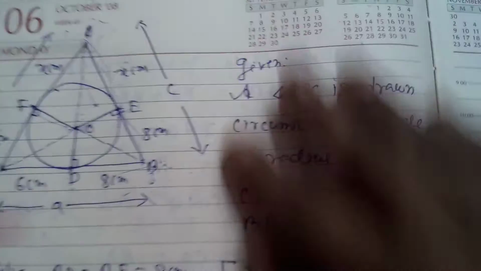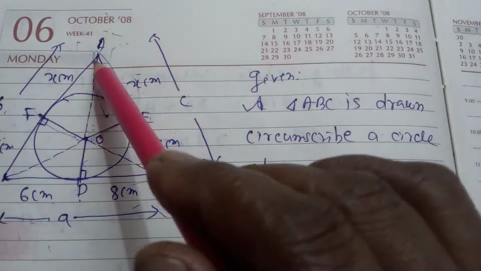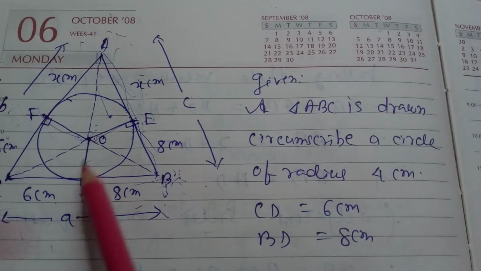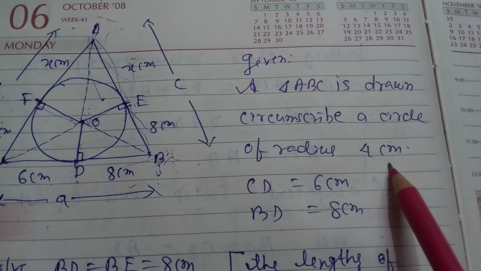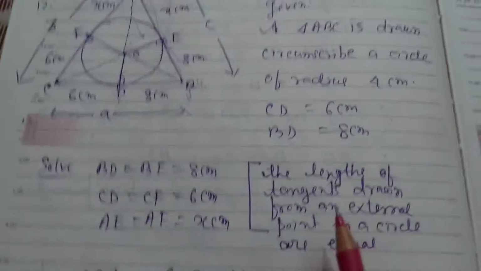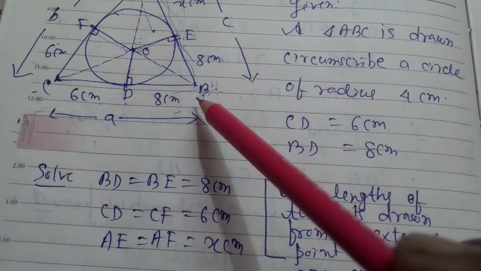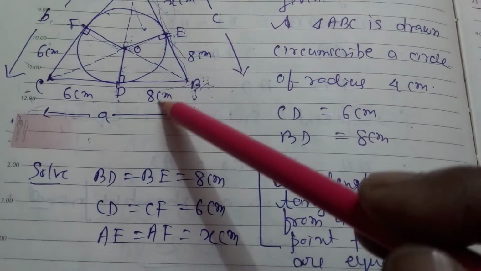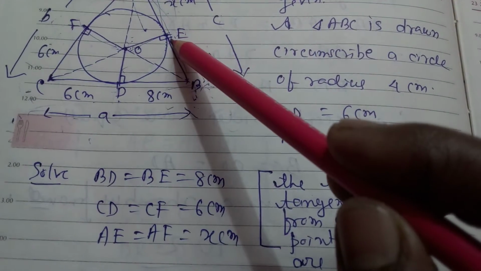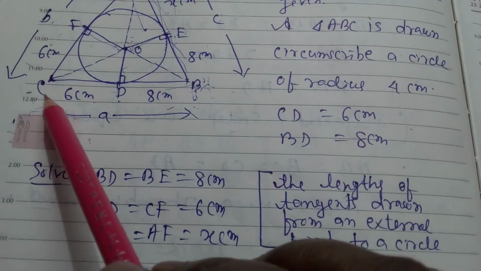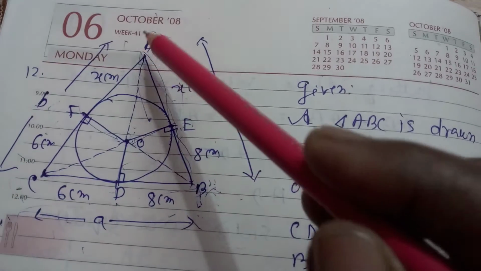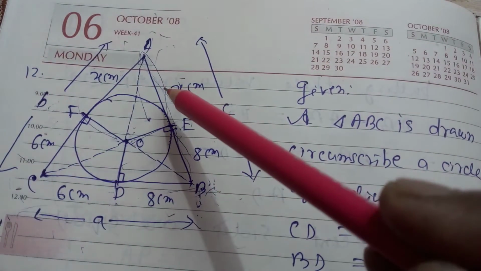Now look, as per the question I have drawn the figure. ABC is drawn to circumscribe a circle of radius OD, OE, OF equal to 4 cm. CD equal to 6 cm, BD equal to 8 cm. Now BD equal to BE equal to 8 cm, since the lengths of the tangents drawn from an external point to a circle are equal. Similarly, CD equal to CF, 6 cm, and again AE equal to AF, x centimeter, it is assumed.